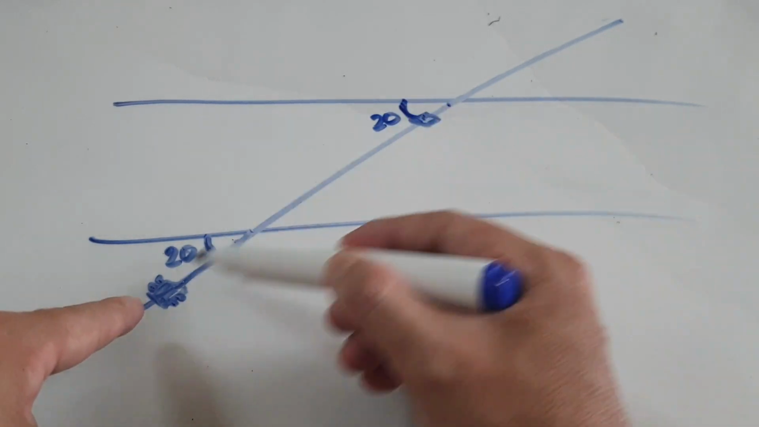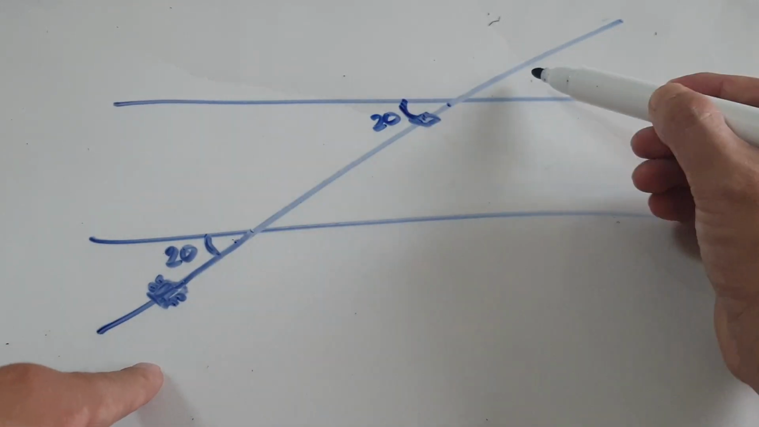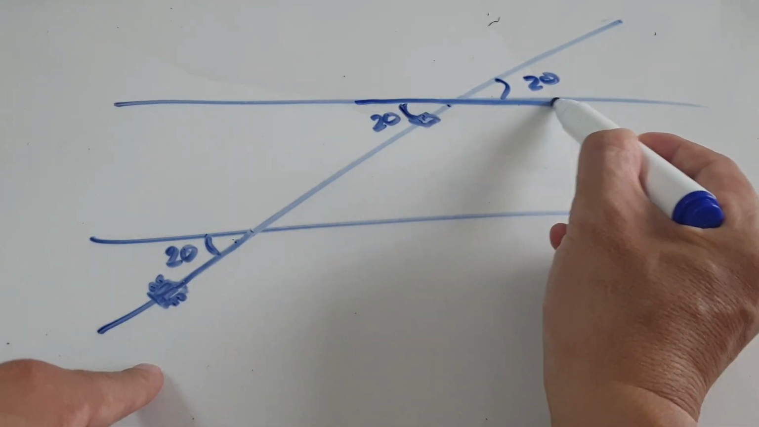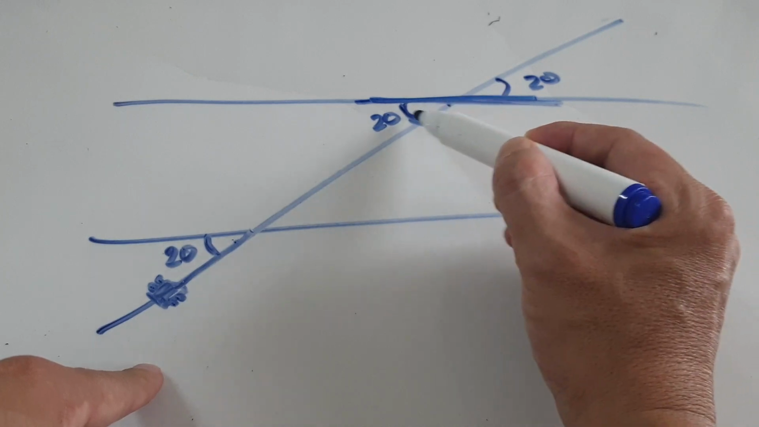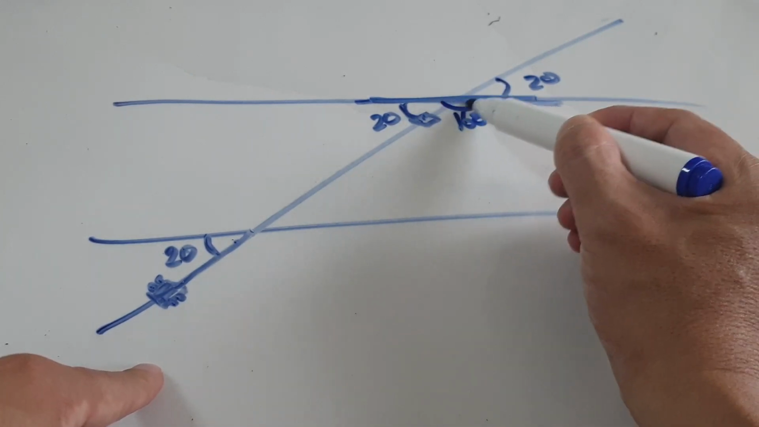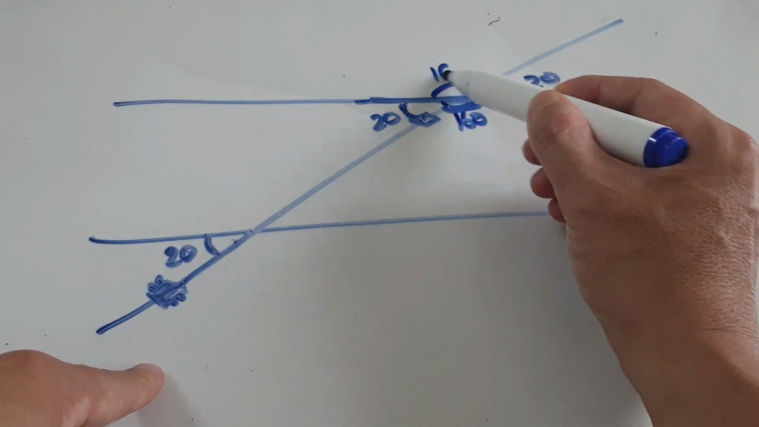So you can use this as a reference. Now that you know that this is 20, then the opposite will be 20. And you know this is a straight, flat 180 degrees. So 180 take away 20 would be 160. So if this is 160, this must be 160, and so on.